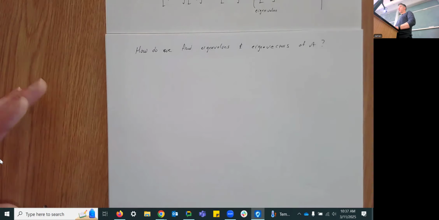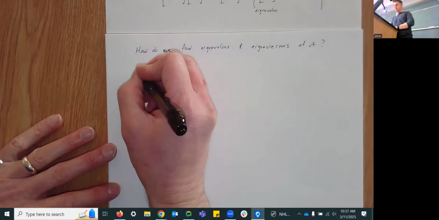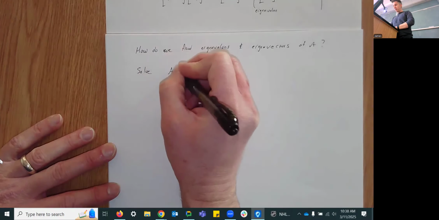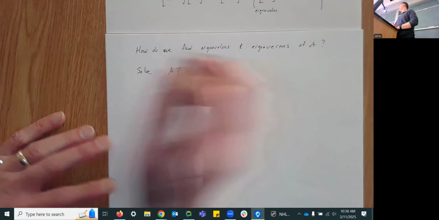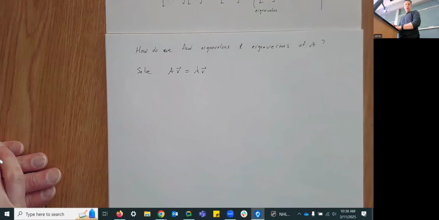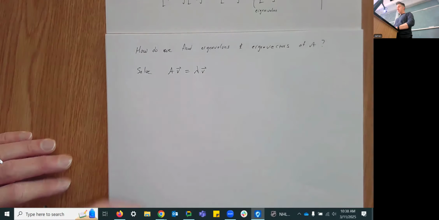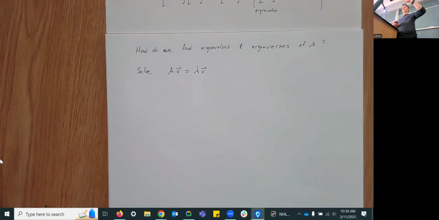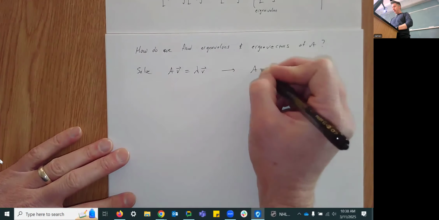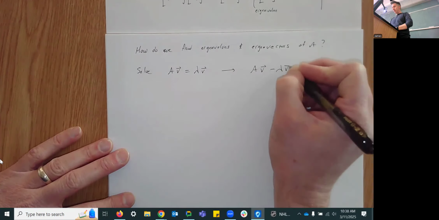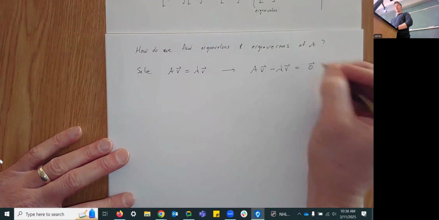So here's the idea. We're trying to solve the situation where the matrix times the vector equals a constant times the vector, or a multiple of the vector. So we're trying to solve A times the vector equals a constant, which is usually called lambda. That's the typical letter for an eigenvalue. And so here's what we're going to do. We're going to bring everything to the left-hand side. So A times v minus lambda times v equal to the zero vector.